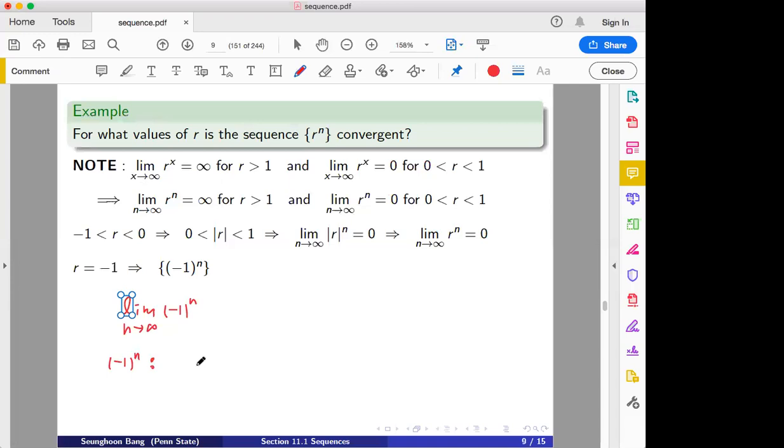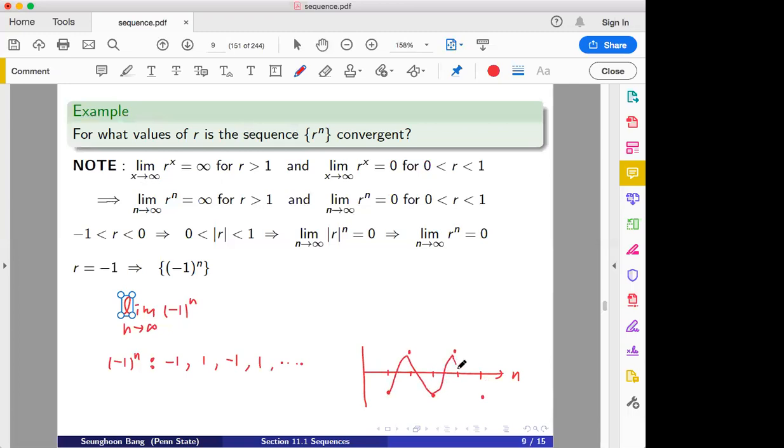You plug 1 into n. The answer is minus 1, the first term. For the second term, you plug n equals 2: minus 1 squared is 1. Plug 3, minus 1. Plug 4, 1. And keep going. So you can just sketch the graph. This is n: 1, 2, 3, 4, 5, and so on. 1 has negative 1, 2 has 1, 3 has minus 1, 4 has 1, 5 has minus 1. So what happens?